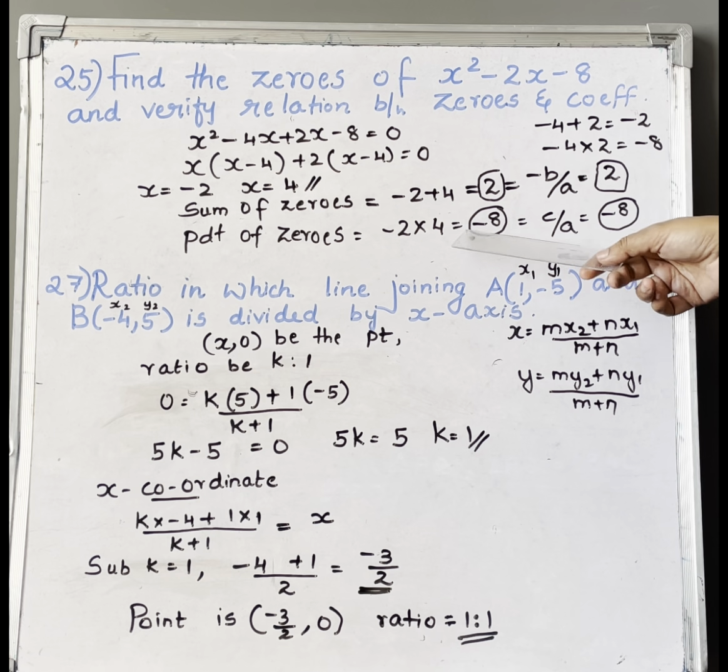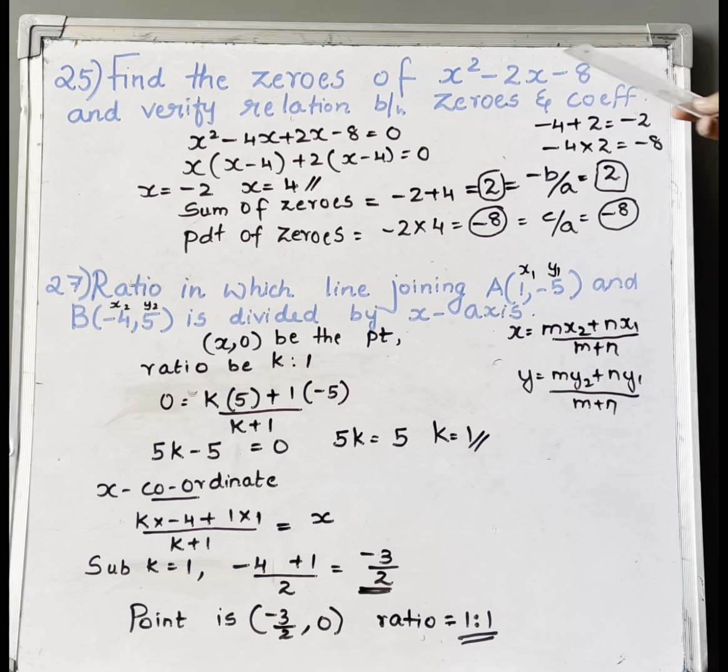Product of zeros is minus 2 into 4, which is minus 8. C by a is also minus 8 by 1, which is minus 8. So verified. So we have found the zeros and we have verified the relation between zeros and coefficient.